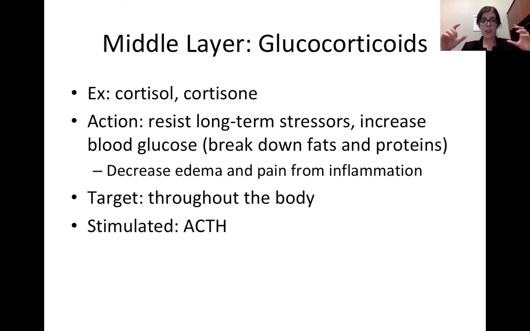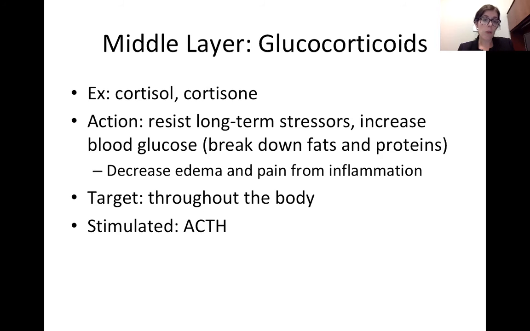The middle layer of our adrenal glands, this is where we make our glucocorticoids, things like cortisol and cortisone. And this is our body's response to long-term stress, and it works to try to resist that long-term stressor. And it does this mainly by increasing blood sugar. It thinks you're stressed out, your cells have a lot going on, let's give them fuel. And to do this, it'll eventually break down fats and proteins. And in the positive, we're going to decrease the edema and pain we get from inflammation. But in the long-term negative, we might actually shut down some of our immune system and make us more liable to get sick.